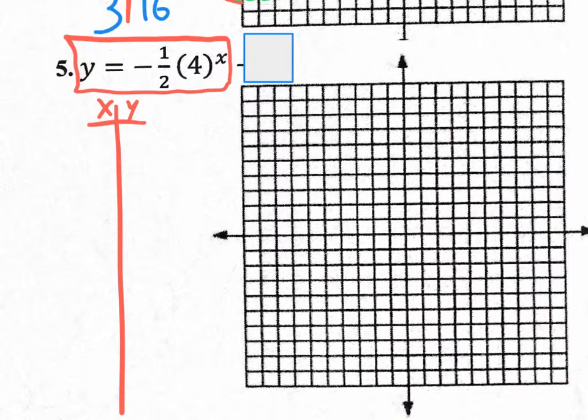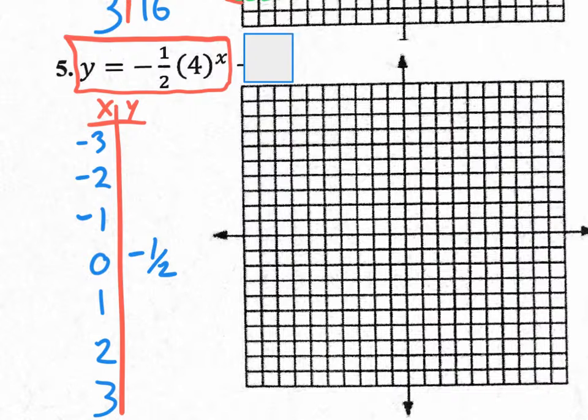The inputs are going to be consecutive integer inputs. Now let's plug in the easiest number. What's the easiest number to plug in? 0. Plug in 0 right here. What's 4 to the 0 power? 1. And what is 1 times negative half? Negative half. Anything times 1 is the same thing, right? Again, 4 to the 0 power, that's 1. 1 times negative half is negative half. So when I plug in 0, I get out a negative half.